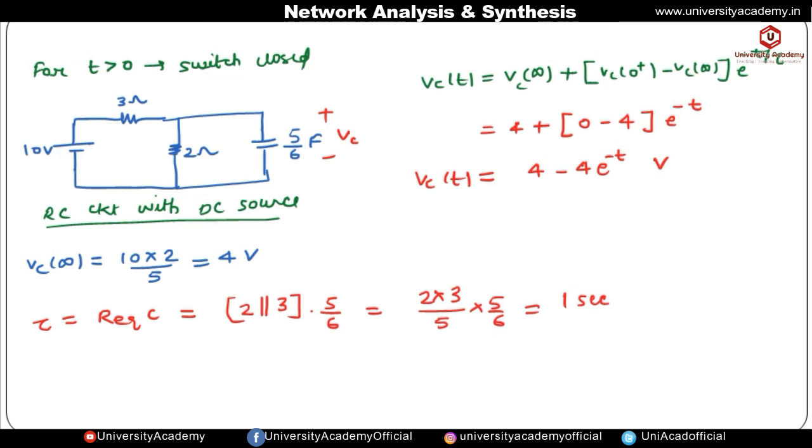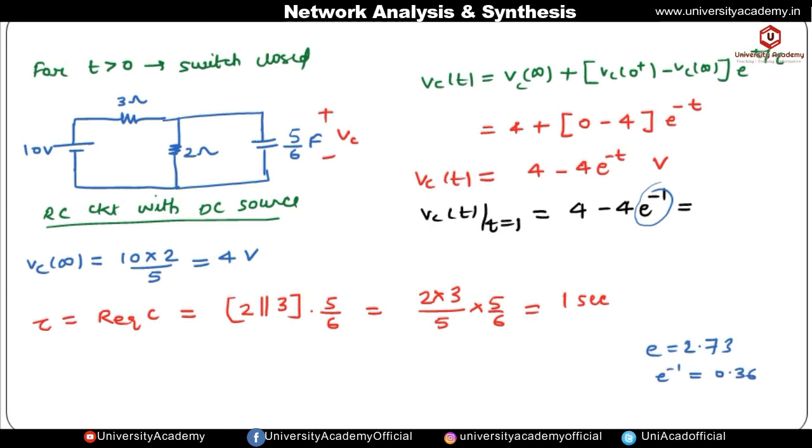We have to find the voltage across the capacitor at t equal to 1 second. So substitute t equal to 1. We get 4 minus 4 into e to the power minus 1. The value of e is 2.73 and e inverse value is 0.36. So we will get the answer as 2.528 volt. So this is the answer.